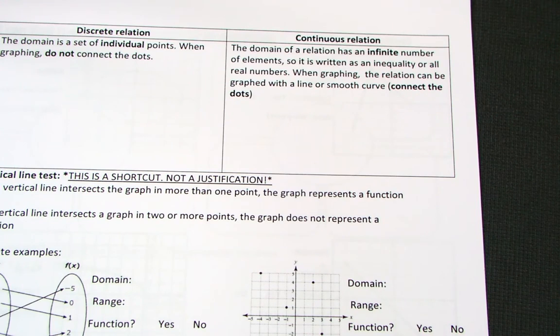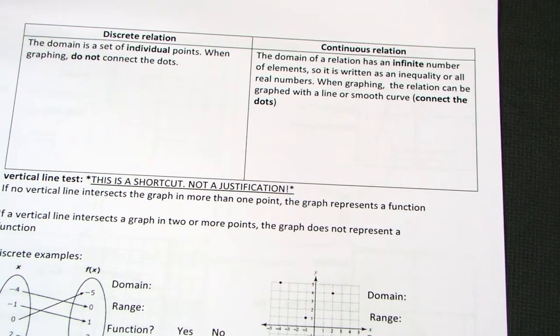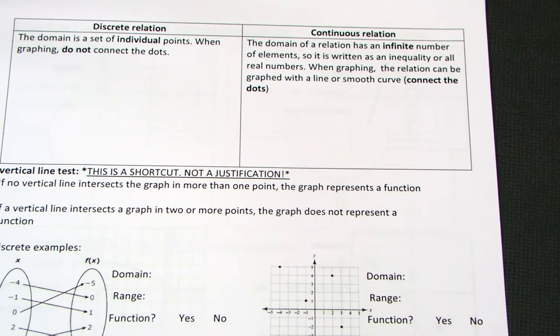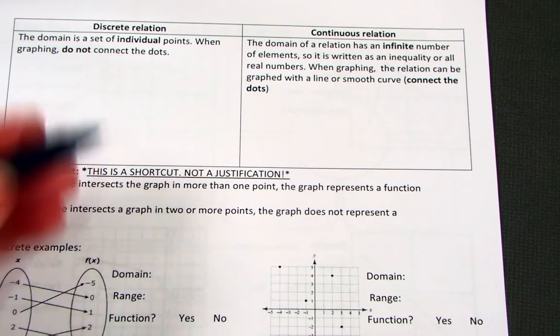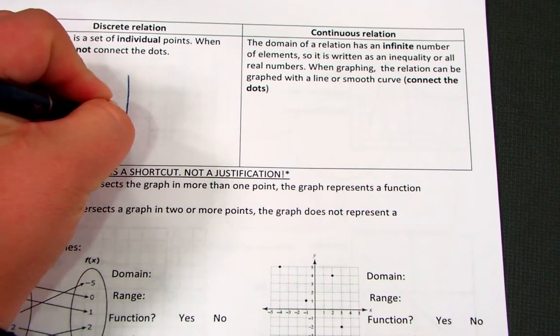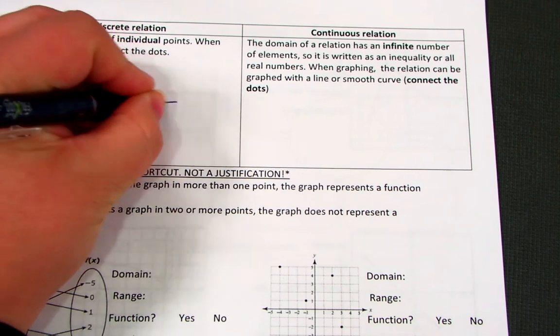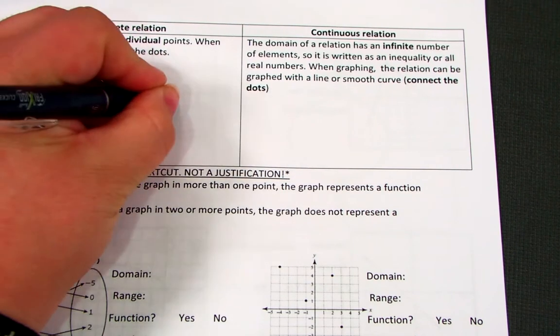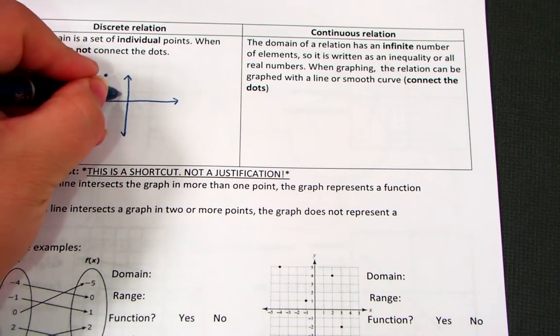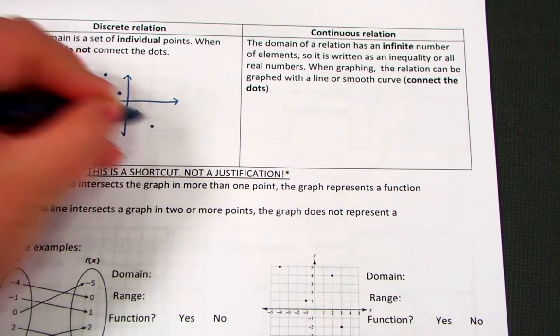So in a discrete relation, that means that the dots are not going to connect. They're going to be individual numbers. A list of numbers will be given to you, and those are the only numbers that are part of that relation. If you were graphing them, then you would just have a bunch of dots. They may or may not be in a line.